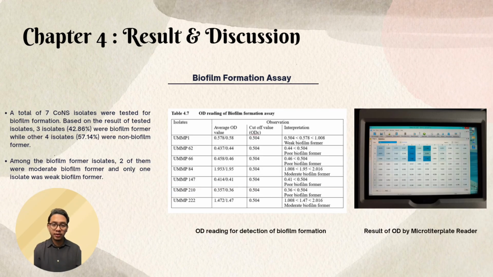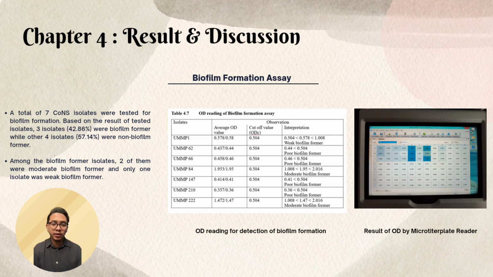For the biofilm formation assay, based on the result, 3 isolates were biofilm formers while the other 4 isolates were non-biofilm formers. Tremblay in 2012 observed that dairy cows with mastitis had a significant proportion of biofilm formation in their CoNS isolates, with a percentage of 96.7%. The low percentage of CoNS biofilm formation in this study could be due to the use of different growth media. In this study, we employed TSB for the biofilm development experiment, whereas Tremblay used brain heart infusion.